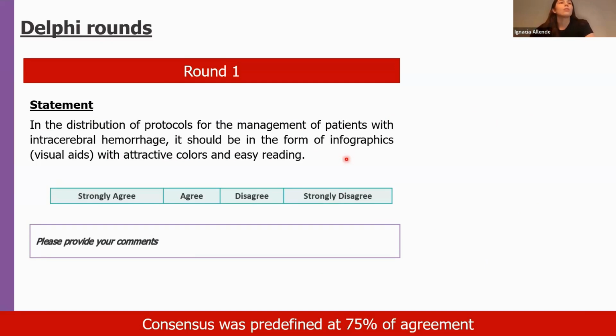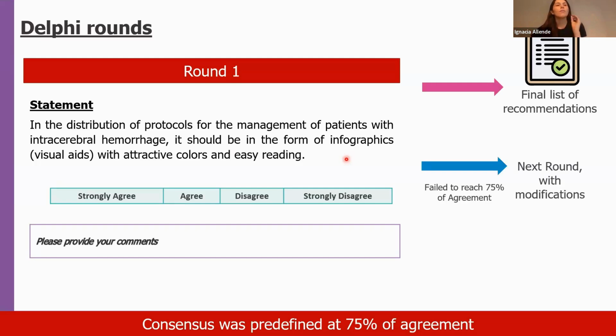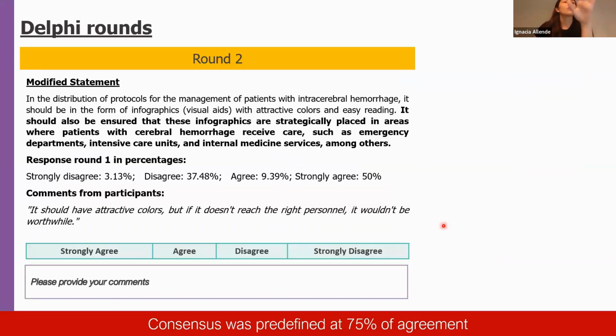And you have 3 scenarios. First, your statement achieved the predefined consensus agreement, that in my case was 75%. If it achieved that level of agreement, it will go to the final list of recommendations. If it failed to achieve that agreement, I will move it to the next round, but I will modify the statement according to the comments that the panelists gave. Sometimes panelists will also provide new recommendations that emerge from these rounds, so you can move them to the second round.